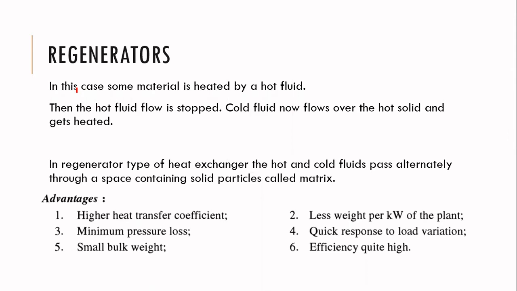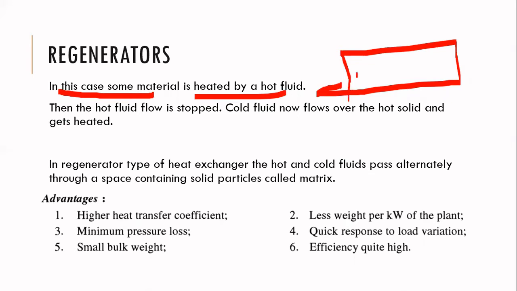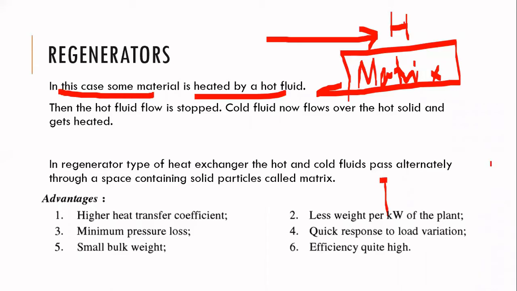So in this regenerator, we have some material which is heated by a hot fluid. So suppose that we have some material like this. This material we will be calling as matrix. So we have a matrix. What we are going to do, we are going to let some hot fluid pass over this particular matrix. Once it is done, we are going to take the matrix separately. So this is the matrix now.